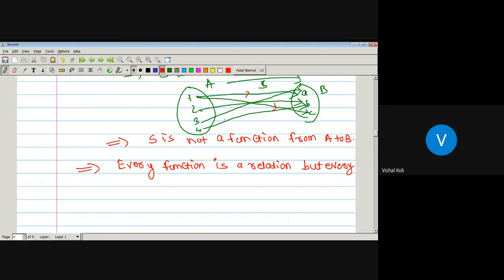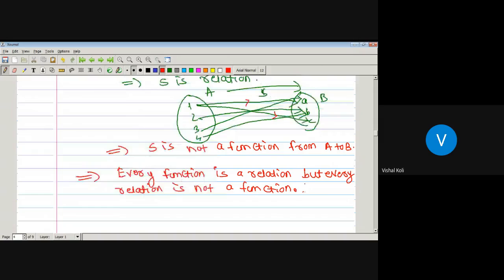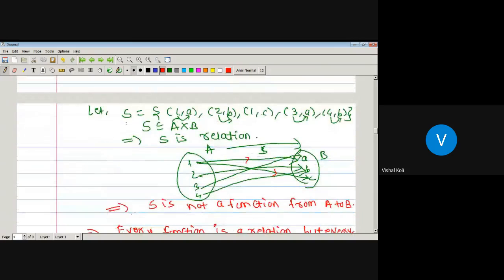Since here we get a counterexample, every relation is not a function, and that is the difference between function and relation. If we take any function, then it is also a relation, but if we take any arbitrary relation, then we can't conclude whether it is a function or not, since we get one counterexample which is a relation, but is not a function from A to B.